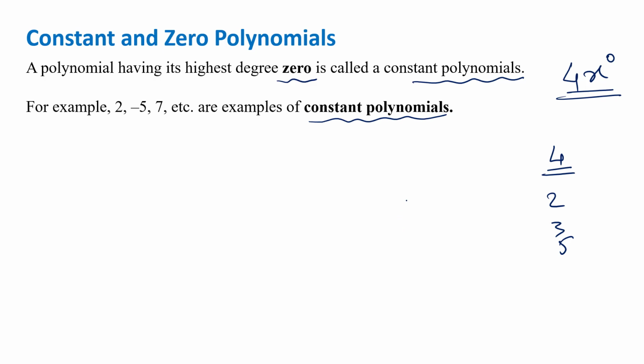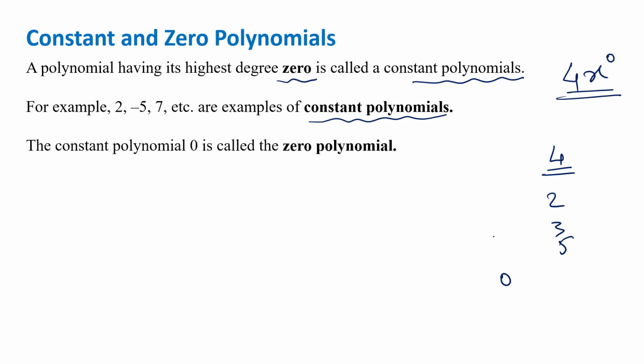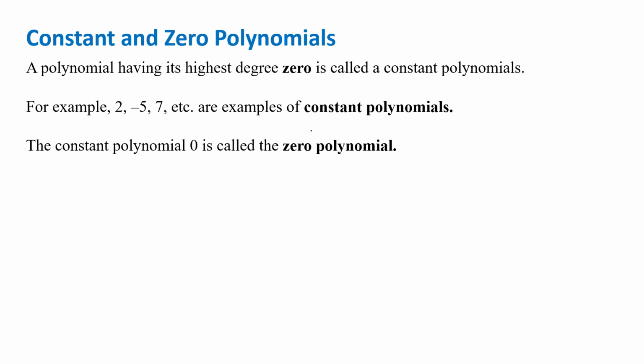Now let's discuss the zero polynomial. There is a constant polynomial 0, and this constant polynomial 0 is called the zero polynomial. It is the only polynomial which is called a zero polynomial. Now if I talk about the degree of these polynomials, the degree of a constant polynomial is x raised to power 0, so it becomes 1 and the whole polynomial becomes a constant.